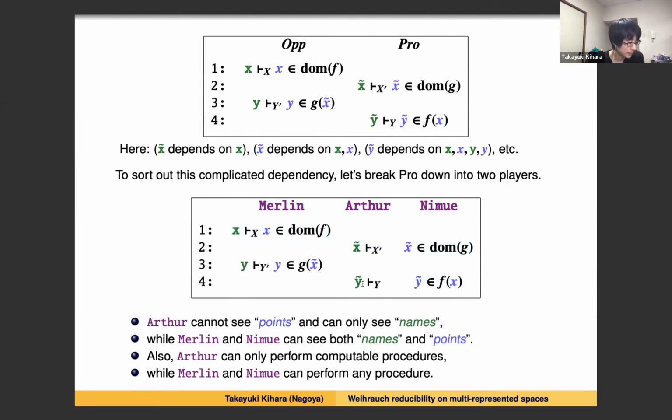So Asa can only see the name, and moreover can only perform computable procedures. Computability is a concept that can only be considered on names, so it makes no sense to consider whether something other than Asa is computable. But Asa only looks at names, so we can consider computability. Anyway, Weihrauch reducibility on multi-represented spaces can be treated as a three-player game in this way.